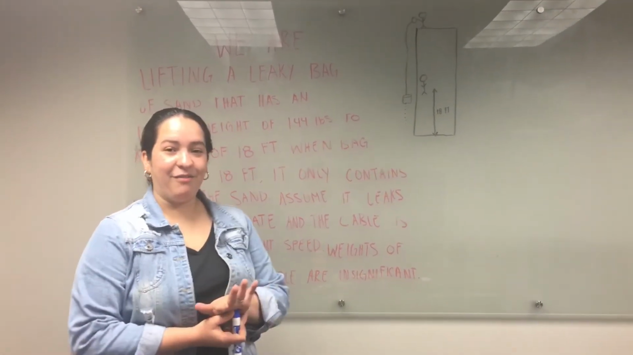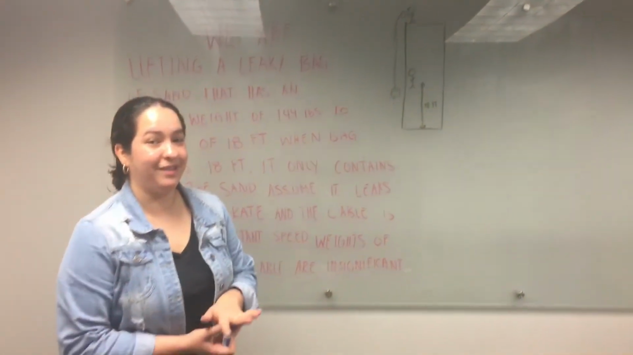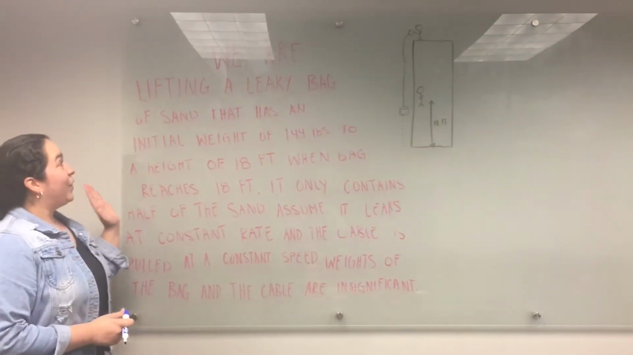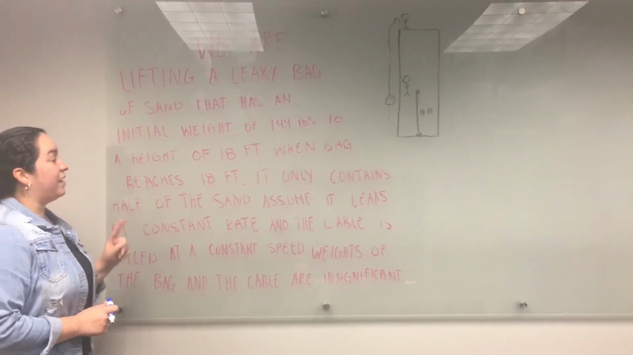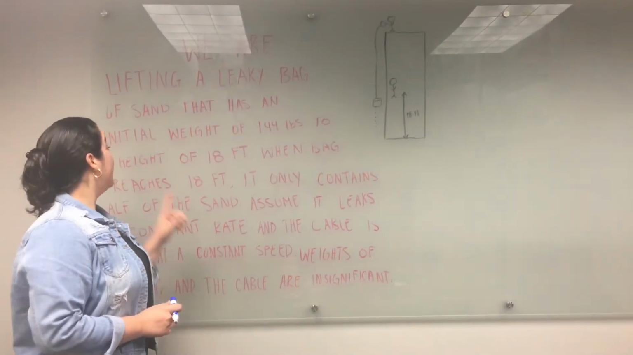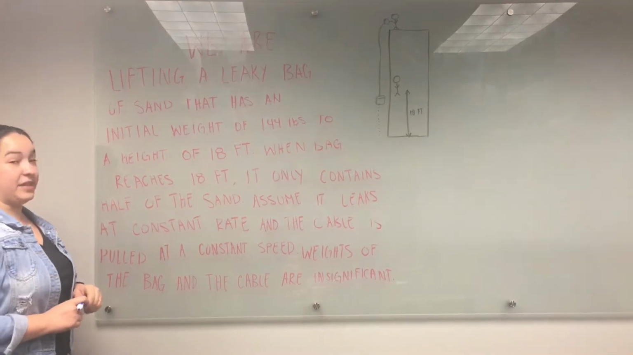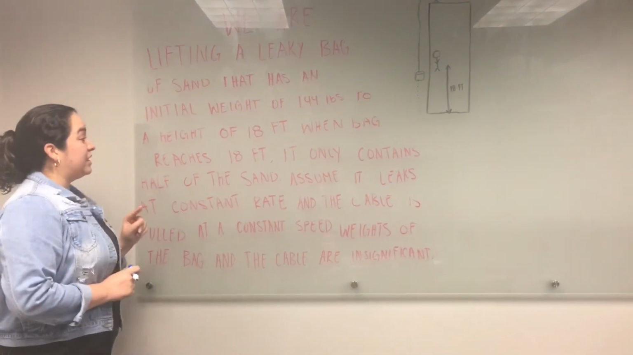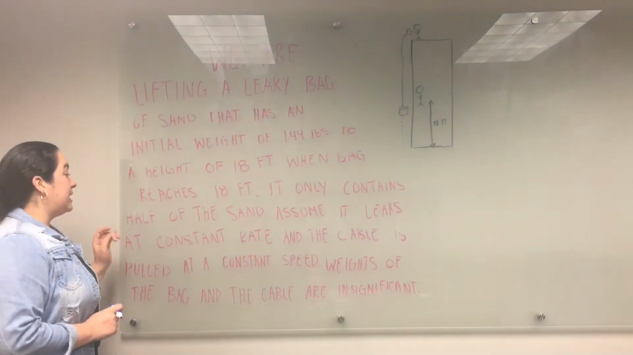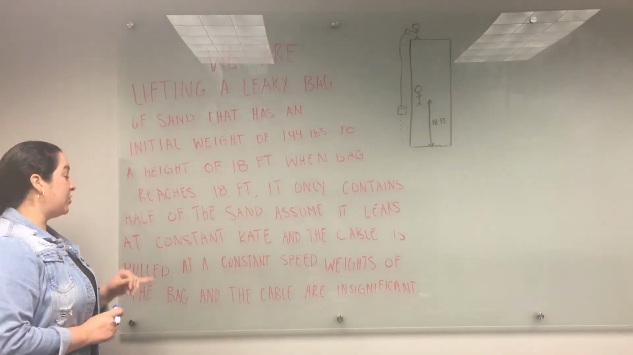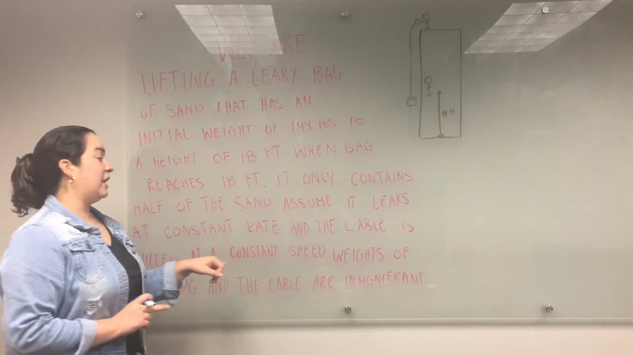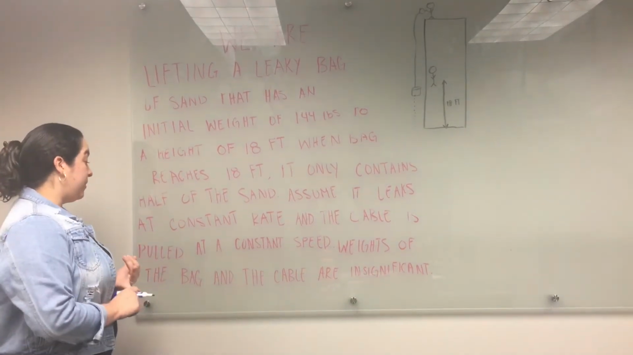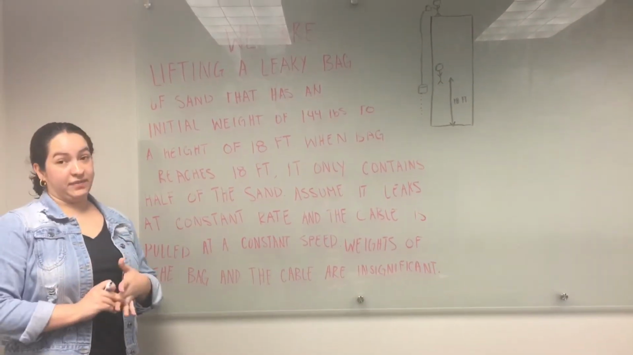So we're going to start off with question 3. It says, we are lifting a leaky bag of sand that has an initial weight of 144 pounds to a height of 18 feet. When the bag reaches 18 feet, it only contains half of the sand. Assume it leaks at a constant rate and the cable is pulled at a constant speed. Weights of the bag and the cable are insignificant.